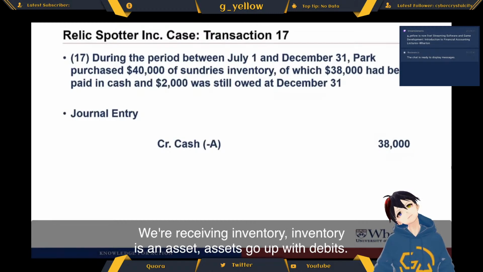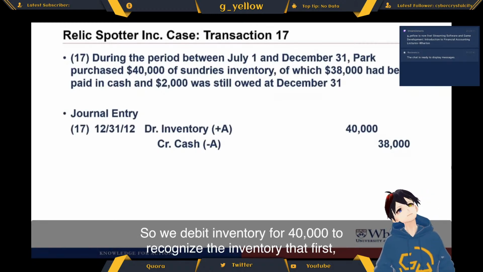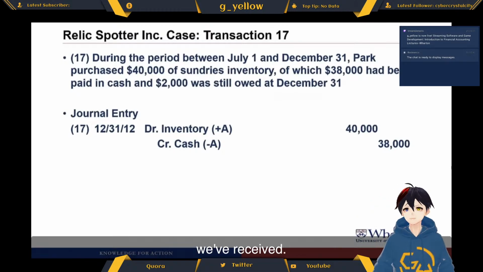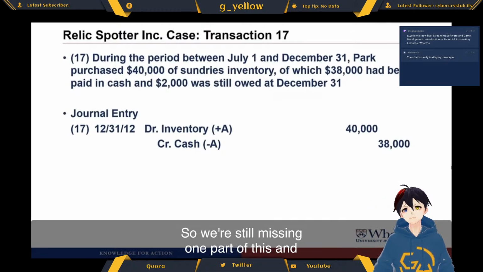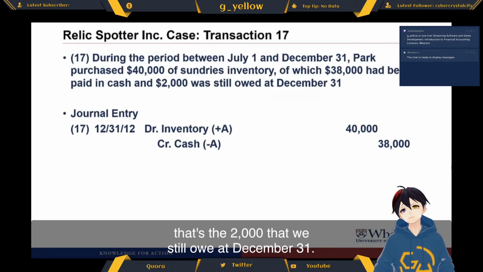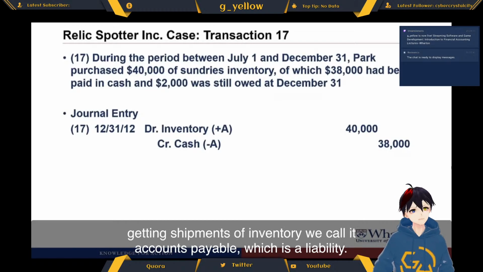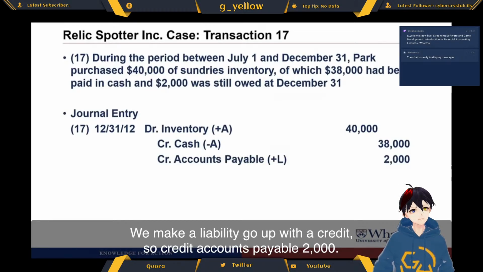Sorry. We're receiving inventory. Inventory is an asset. Assets go up with debits. So we debit inventory for $40,000 to recognize the inventory that we've received. We're still missing one part of this, and that's the $2,000 that we still owe at December 31. If you remember from a prior video, when we owe money to a supplier based on getting shipments of inventory, we call it accounts payable, which is a liability. We make a liability go up with a credit, so credit accounts payable $2,000.